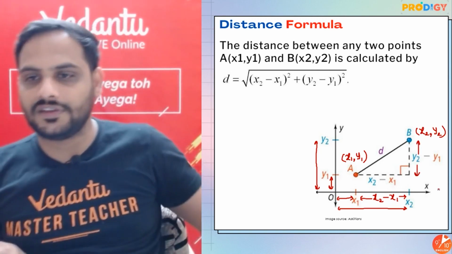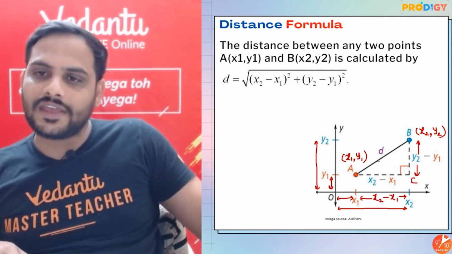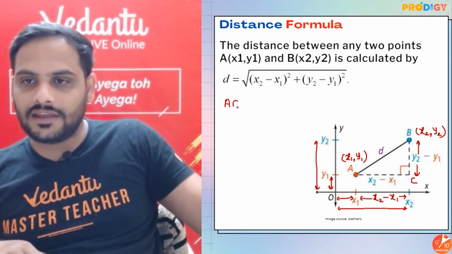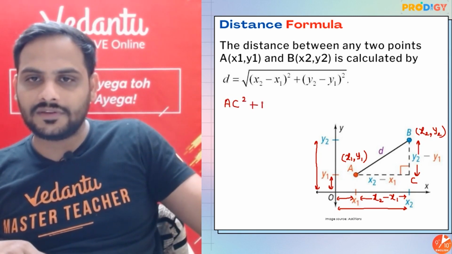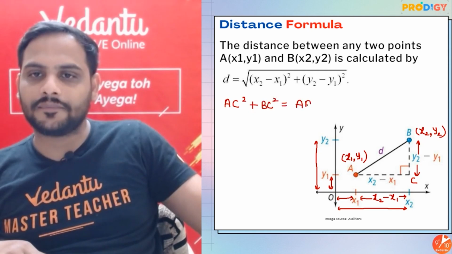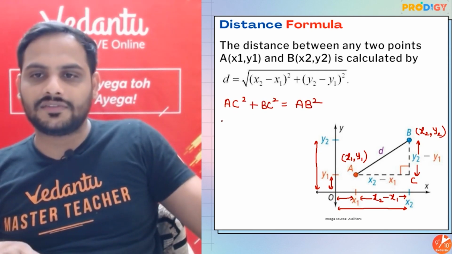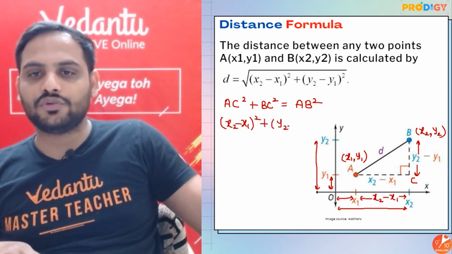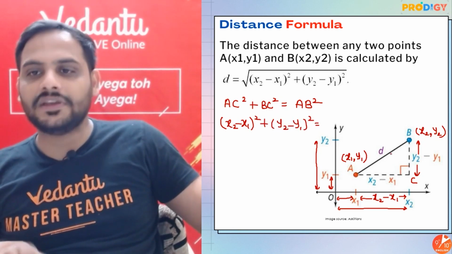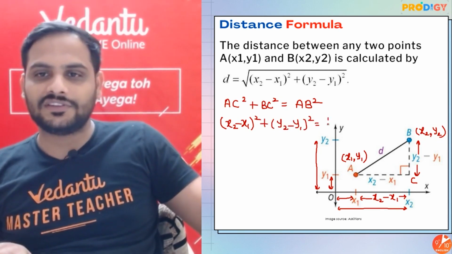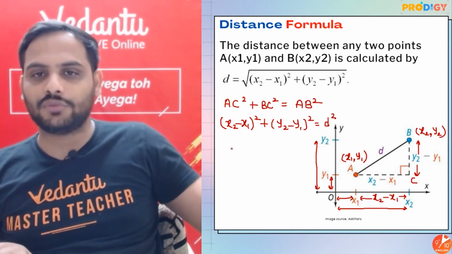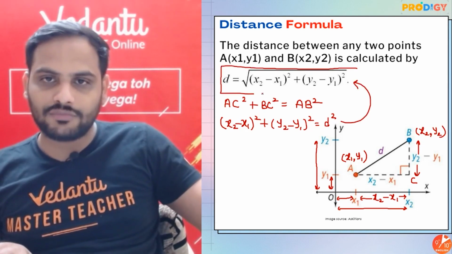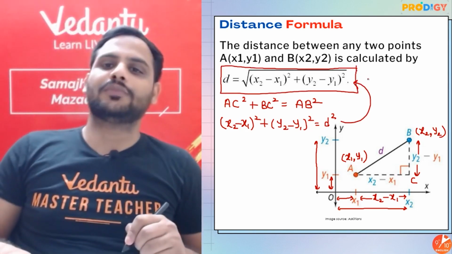Now you will see, suppose this is a point, let's say C. This ABC is a right angle triangle. Since ABC is a right angle triangle, I can clearly say AC square plus BC square is AB square. AC is x2 minus x1 whole square, BC is y2 minus y1 whole square, and AB is the distance between the points A and B, which is D square. Do the square root on both sides and you will get your distance formula: D is square root of x2 minus x1 whole square plus y2 minus y1 whole square.